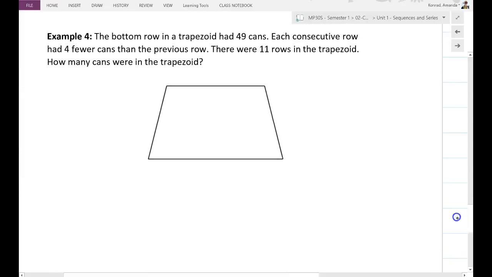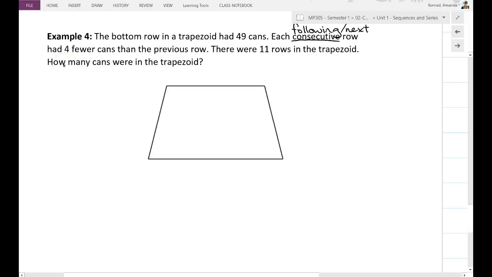Next page. The bottom row in a trapezoid has 49 cans. Each consecutive row, consecutive means the next one, the one directly beside it, had 4 fewer cans than the previous row. There are 11 rows in the trapezoid. How many cans were in the trapezoid?